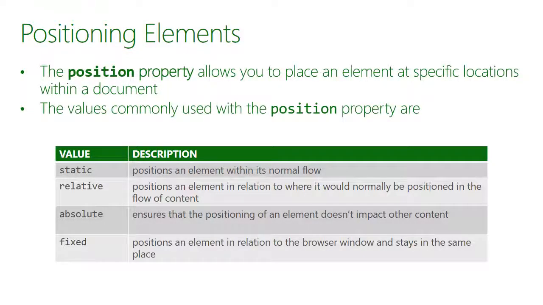The position property allows you to place an element at specific locations within a document. The values commonly used with the position property are the following. We have static, which positions an element within its normal flow. Relative positions an element in relation to where it would normally be positioned in the flow of content. Absolute ensures that the positioning of an element doesn't impact other content. And fixed positions an element in relation to the browser window and stays in the same place.